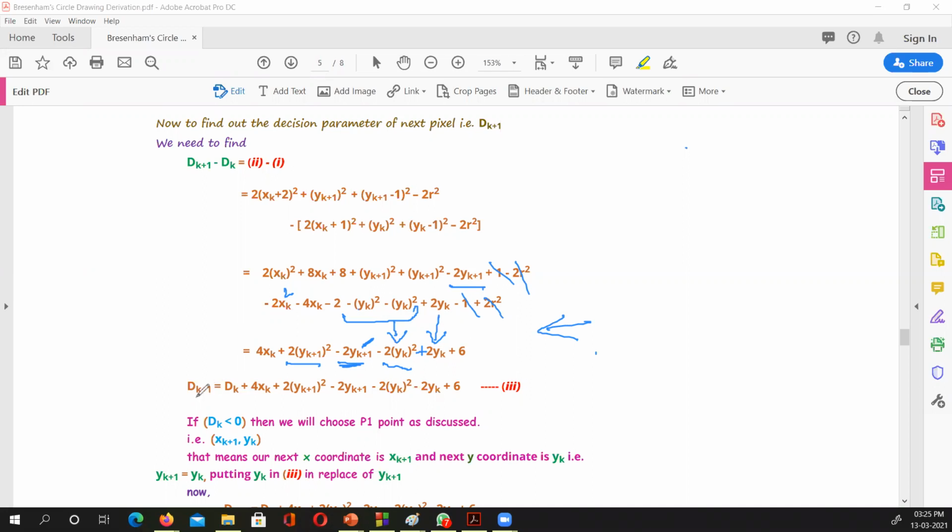So if we want to find the d of k plus 1 now, you have to add d of k to the previous one, the previous d of k. Now if the d of k is less than 0, then x of k becomes x of k plus 1, and y of k will stay as y of k. So wherever there is y of k plus 1, you will keep it as y of k.